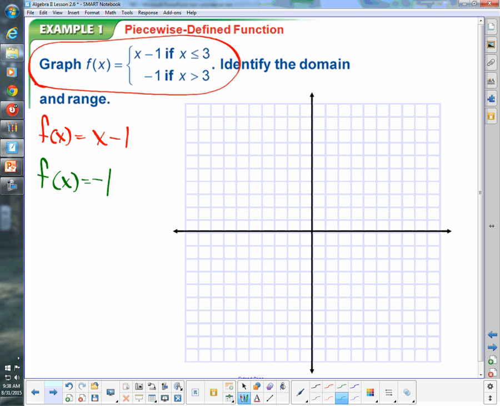Do you remember how to graph lines? No? No, I'm thinking. You can graph lines, yes. You can. It's possible. Watch this.